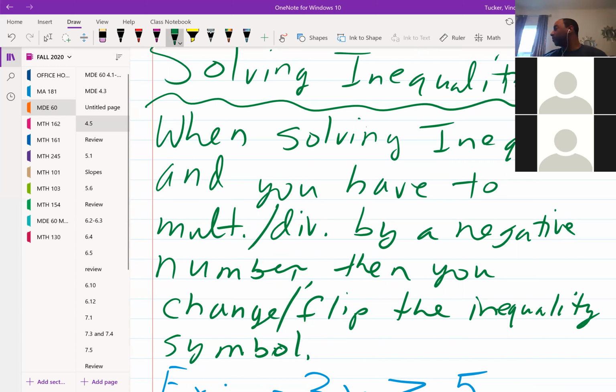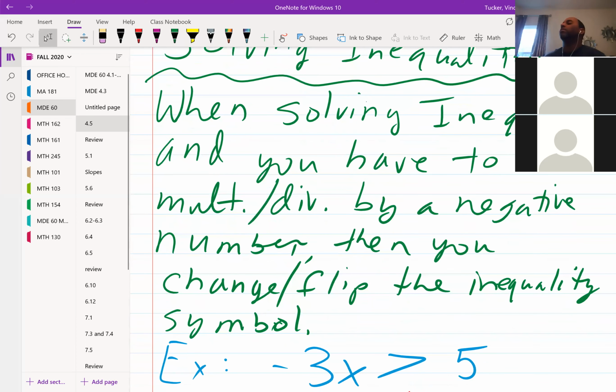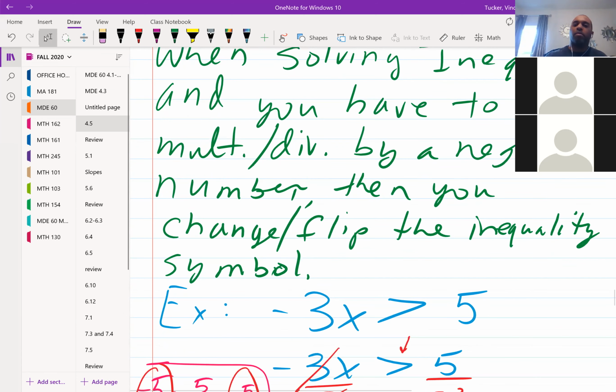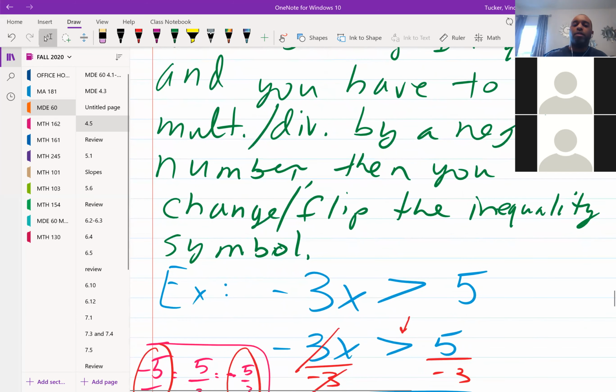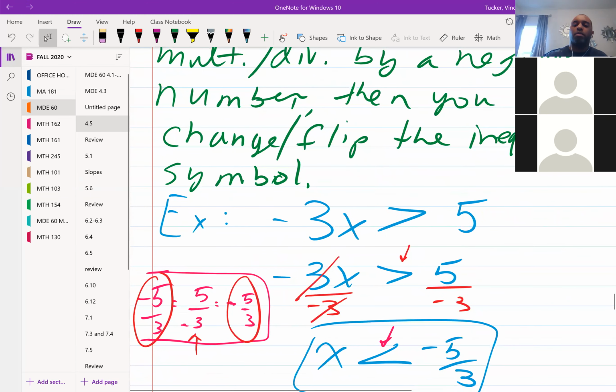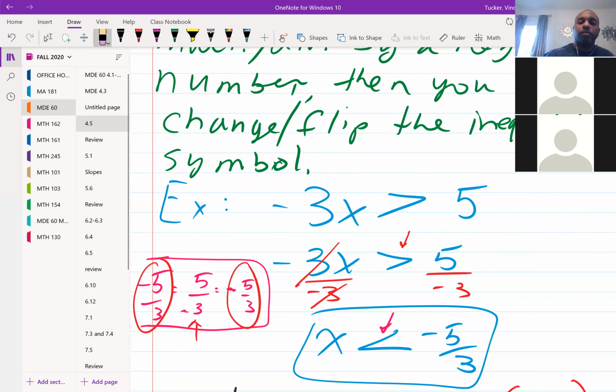All right. So when solving inequalities, if you have to multiply or divide by a negative number, then you have to flip or change the inequality. Right. Anybody still need green? Okay.